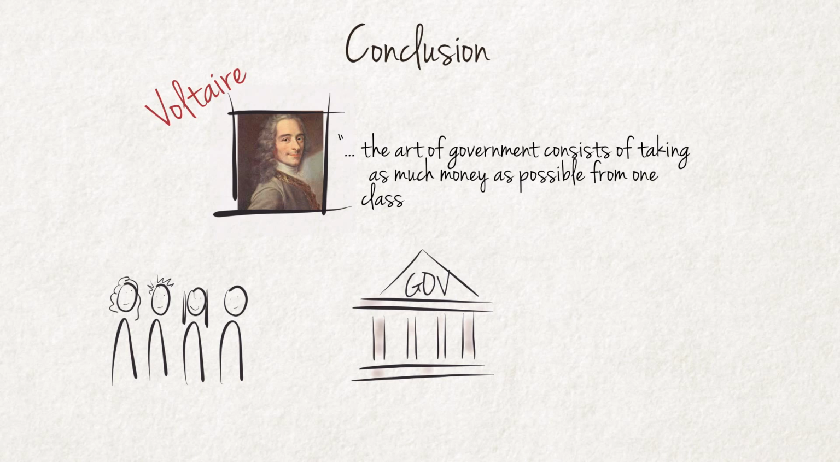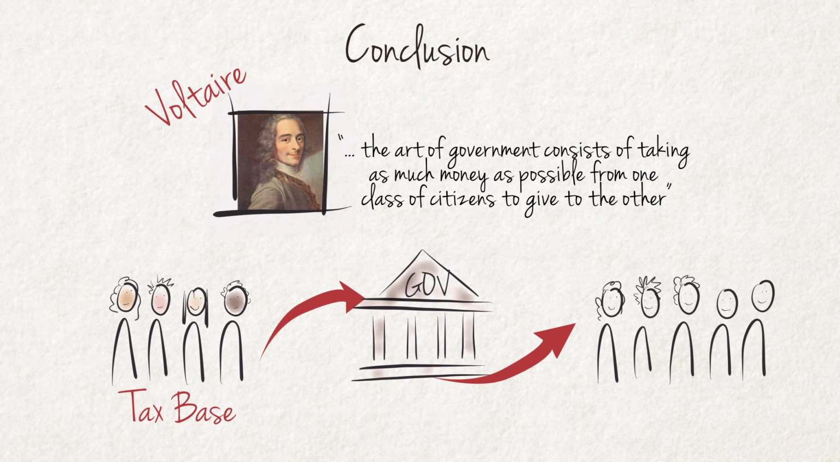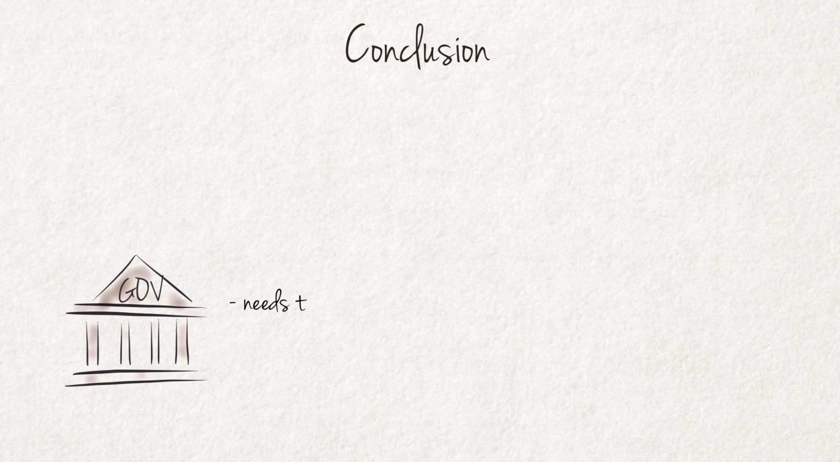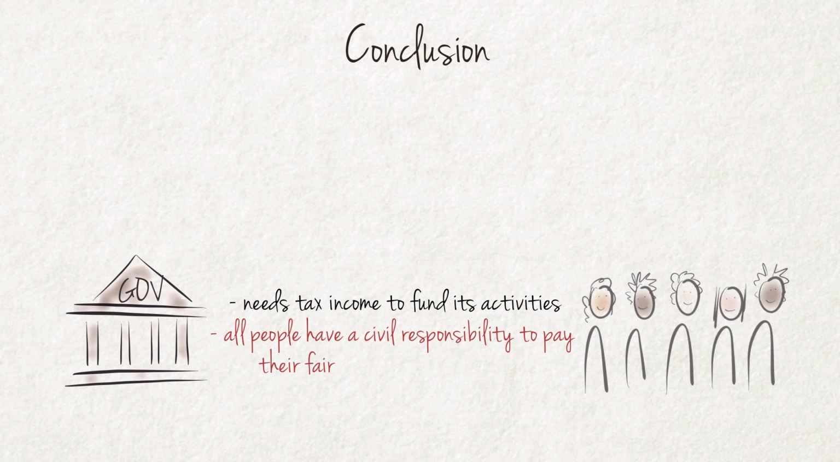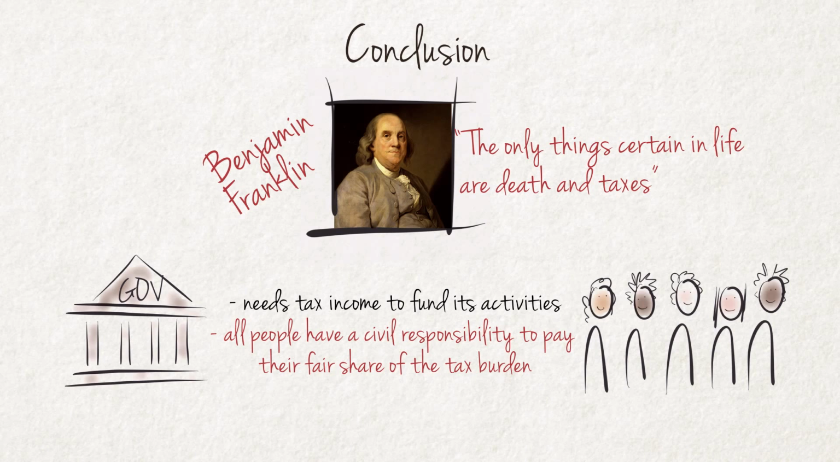Conclusion. The famous French writer and philosopher Voltaire said that the art of government consists of taking as much money as possible from one class of citizens to give to the other. A statement that really underscores the role of taxes and redistribution by the government. Government needs tax income to fund its activities, and all people have a civil responsibility to pay their fair share of the tax burden. If everybody pays their fair share, the tax burden on everybody will be smaller. To paraphrase Benjamin Franklin, the only things certain in life are death and taxes.